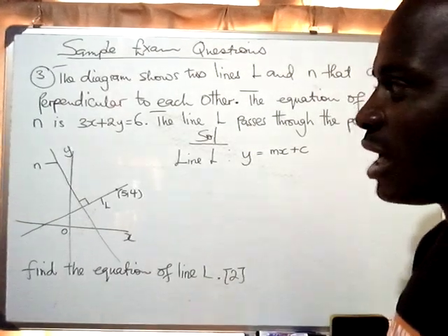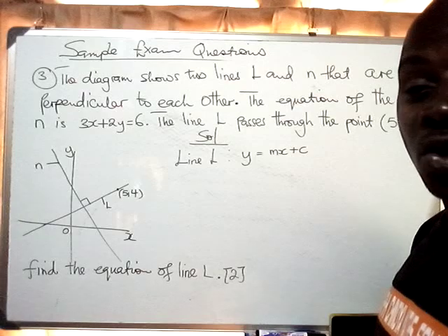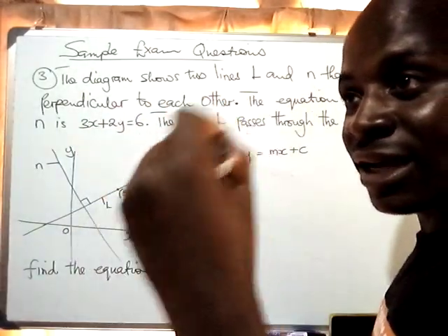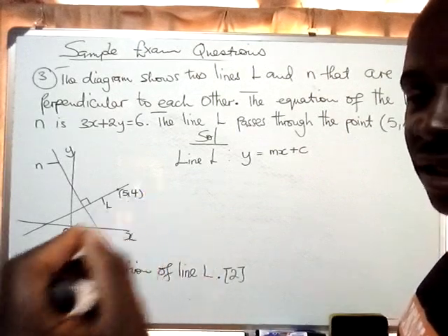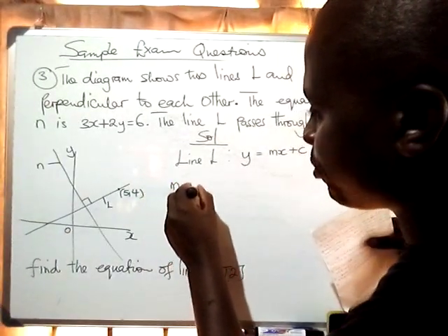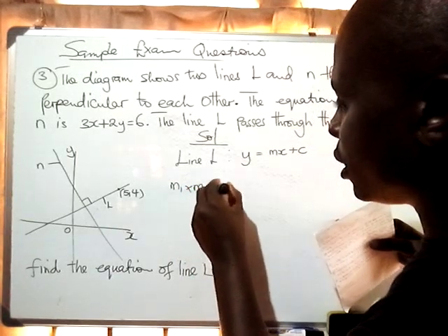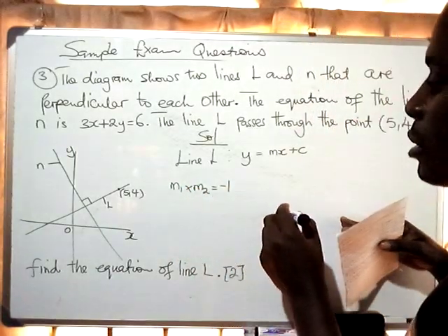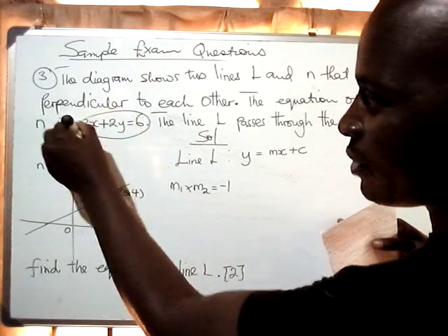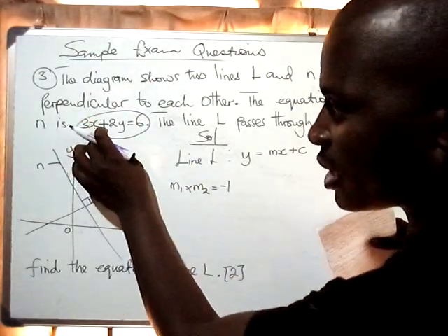How are we going to find the gradient? We know that for two perpendicular lines, when you multiply their gradients, you get -1. Meaning gradient 1 multiplied by gradient 2 is equal to -1. Which one is gradient 1? It is the gradient for this equation given.